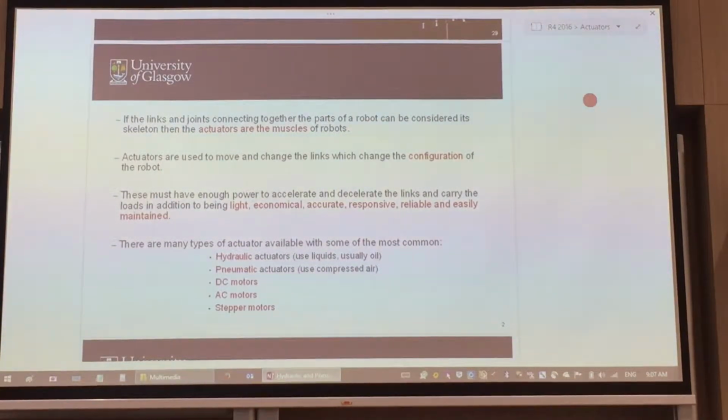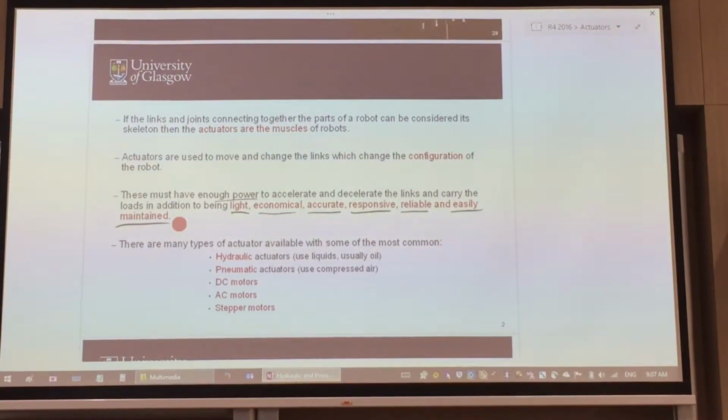What we want to achieve is that we must provide enough power to accelerate and decelerate things. For any kind of actuator, we want it to be light, economical, accurate, responsive, reliable, and easily maintained. Out of the three types of actuators that we hear normally today, you get to do this comparison.